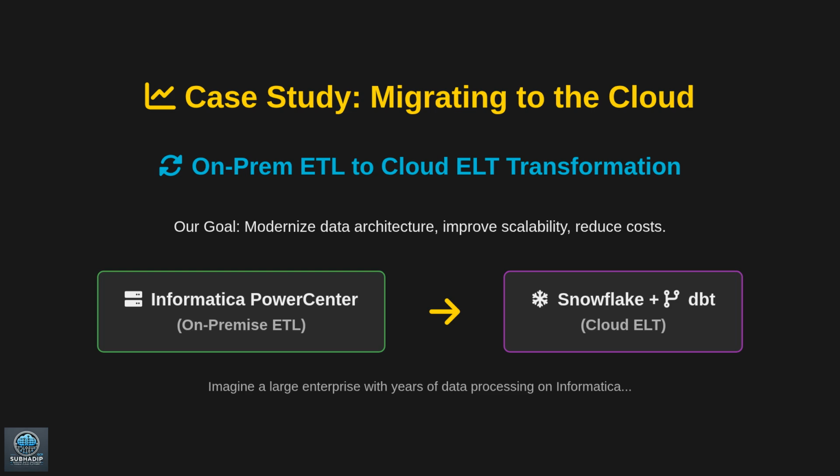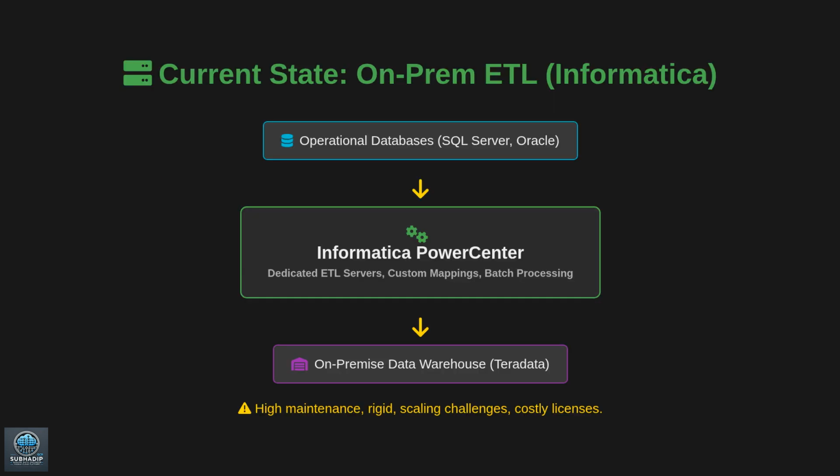Imagine a large enterprise with years of data processing built on Informatica. In our current state, data flows from various operational databases like SQL Server and Oracle. Informatica PowerCenter, running on dedicated on-premise servers, performs all the complex transformations through custom mappings and batch processing. Finally, the transformed data is loaded into an on-premise data warehouse, such as Teradata. This setup often faces high maintenance, rigidity, scaling challenges, and costly licenses.